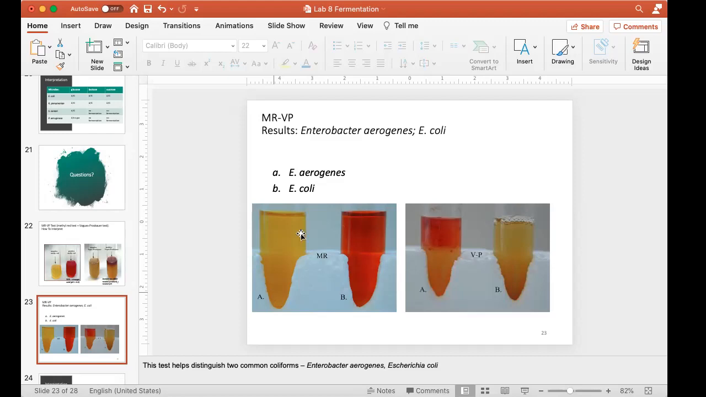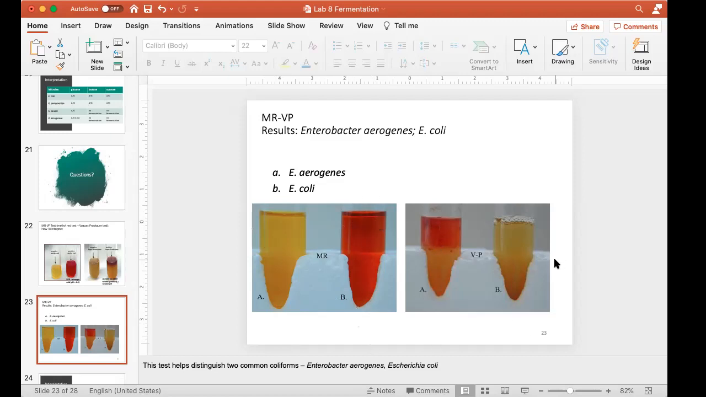So what does that tell us? That tells us that the Enterobacter aerogenes did not ferment the sugar and produce an acid that we could evaluate on this test. Negative results for Enterobacter aerogenes on the MR test. E. coli, on the other hand, produced a positive MR test. Nice cherry red color. E. coli grew in here and fermented the sugar and made an acid with a pH less than 4.4. So big difference here for these two organisms that are closely related. Negative for Enterobacter, positive for E. coli.